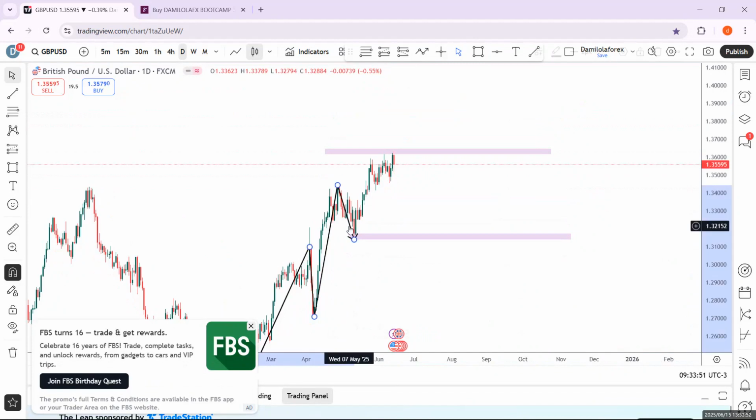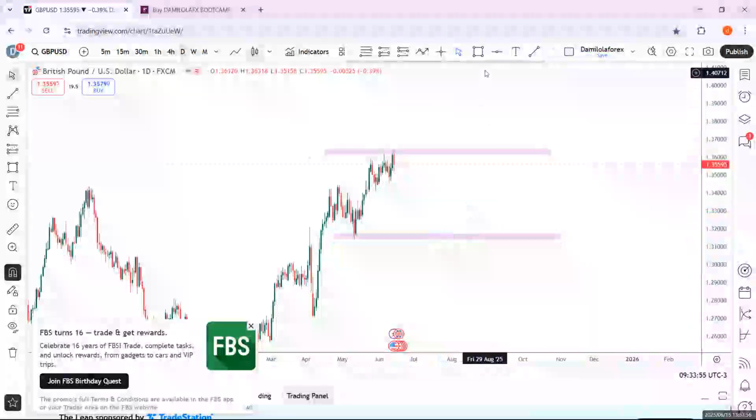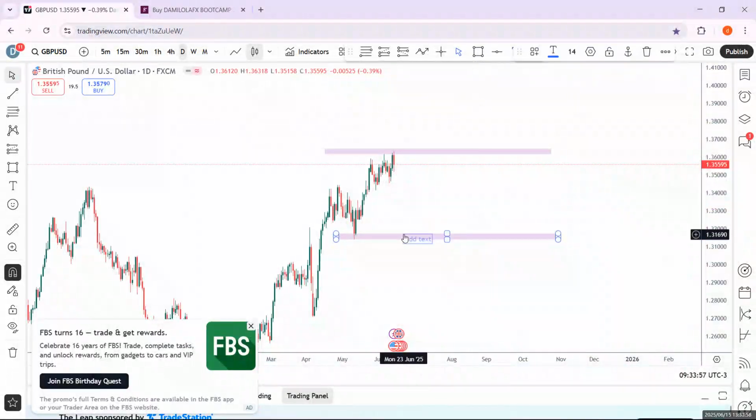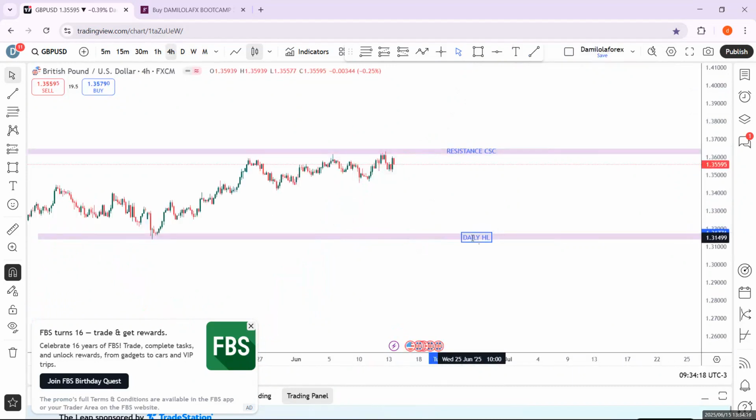Okay, so now within this range of focus, what am I now going to do? I'm now going to take this low and take this high. So this low is on the daily time frame, so this low will now be seen as a daily higher low. Let's just take this highest point here as resistance. Resistance CSC. CSC means current structure circle. So this is the daily higher low point, and this is the resistance CSC. Now we'll take it to the 4 hours time frame.